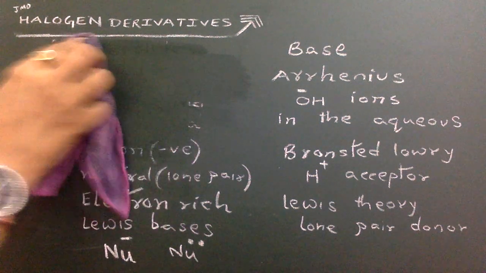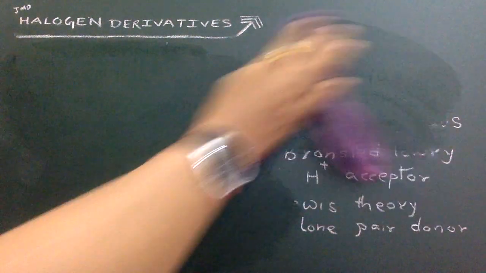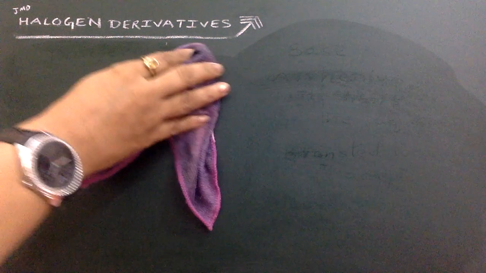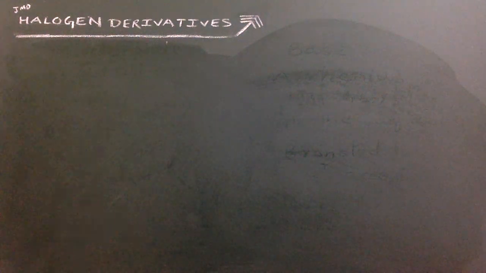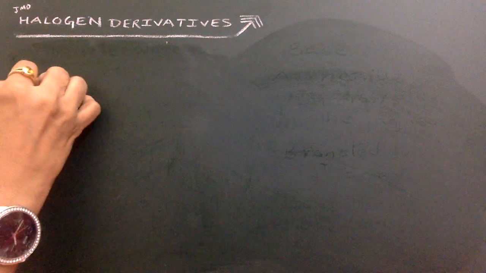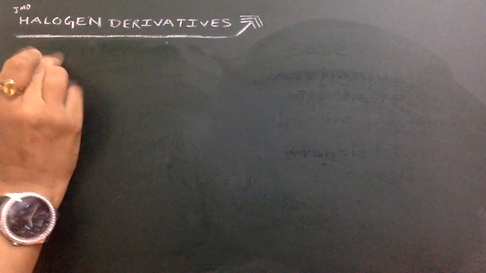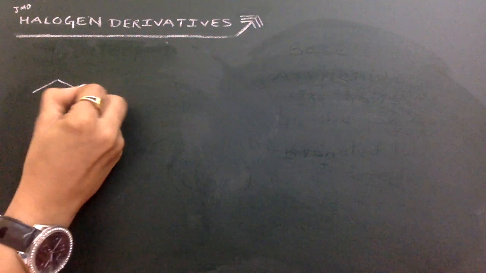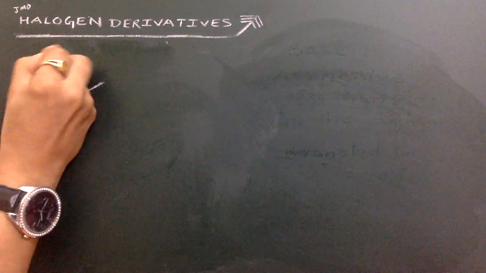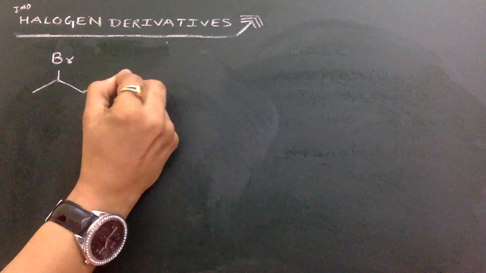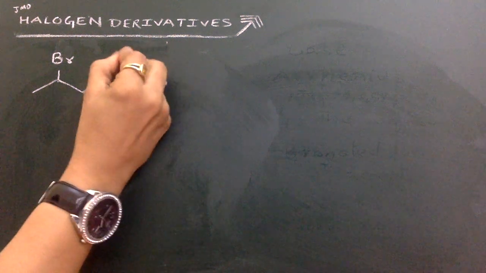Now we proceed further, children, with this. Let us proceed further. Let us move next. See what happens. Now here, suppose I take a molecule of 2-bromobutane and I treat it with a nucleophile.